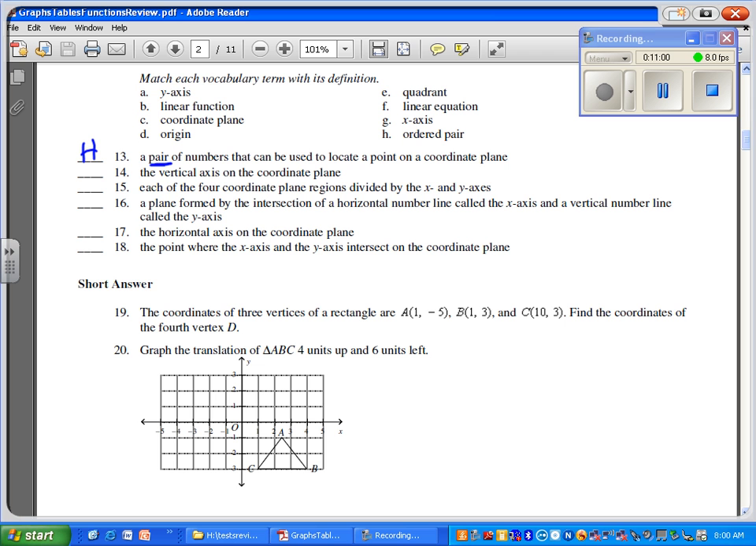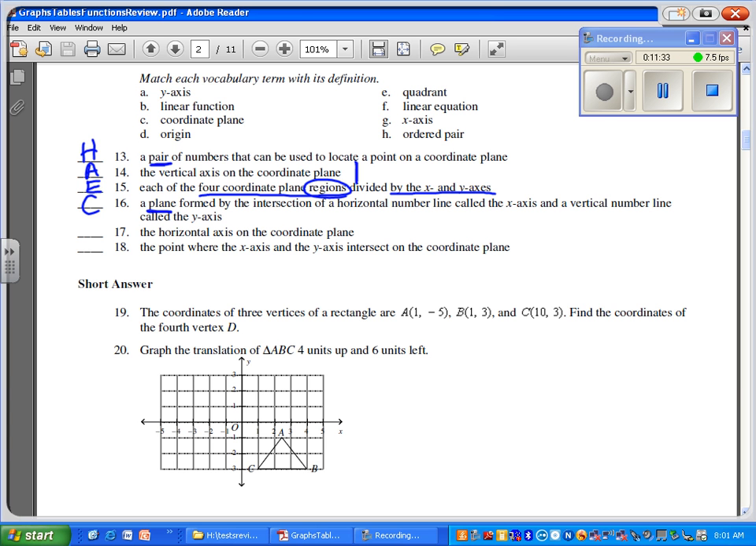The vertical axis on the coordinate plane, remember vertical is up and down, so that's going to be your y-axis. Number 15, each of the 4 coordinate plane regions divided by the x and y axis. So 4 coordinate plane regions, those are your quadrants. So that's E. Number 16, a plane formed by the intersection of a horizontal number line called the x-axis and a vertical number line called the y-axis. So a plane is your key word, so that's going to be coordinate plane, so that's C.